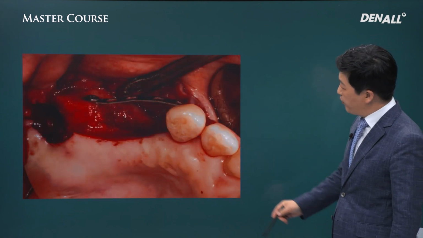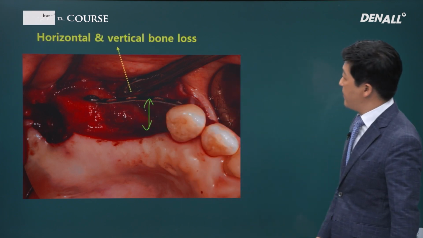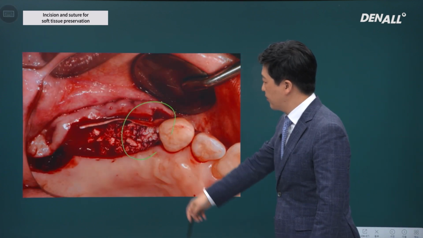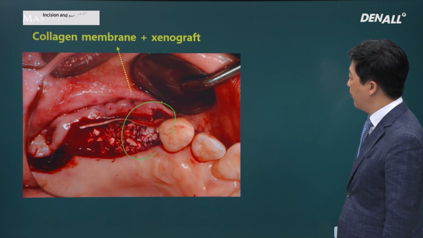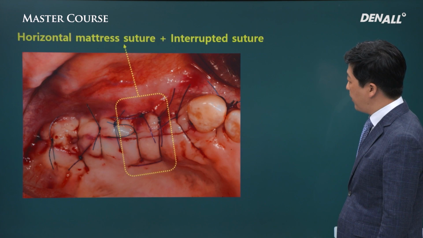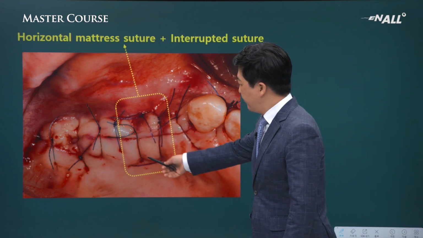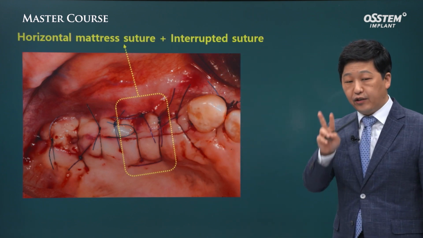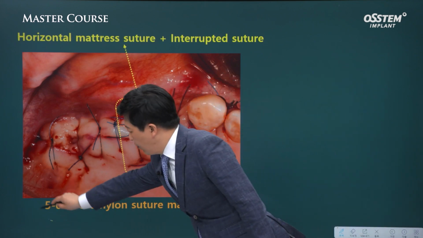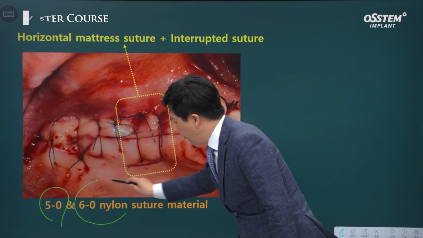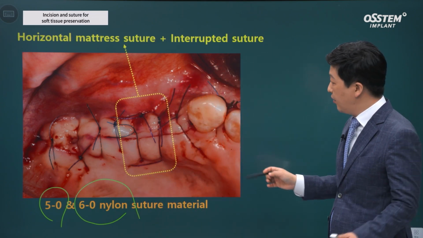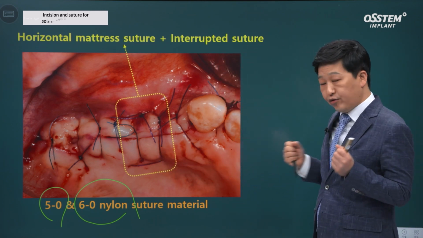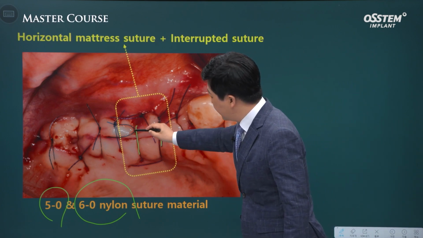In this case, horizontal and vertical bone loss was very severe. And I've used a titanium plate here and did bone graft like this. Membrane was used, xenograft was used, and suture was done. What kind of suture did I use? It's the same here. I've used the horizontal matrix suture to hold on to the bottom part, and a tight suture has been done. Two types of nylon were used. The 5.0 and 6.0 nylon sutures were used at the same time. Why do you think I did that? I've used a strong 5.0 in the bottom, and at the top I've used a 6.0 to provide an intricate suture.